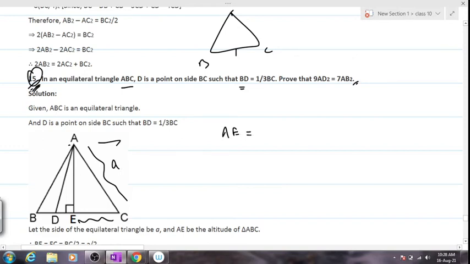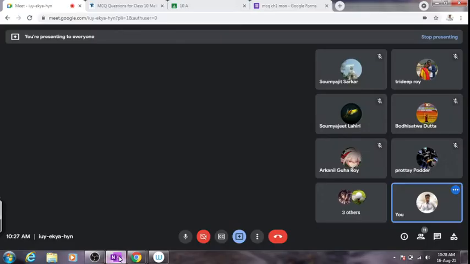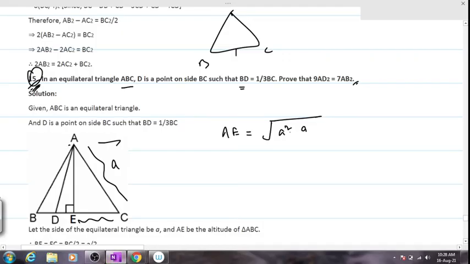How much will AE be? Root over A square minus A by 2 whole square, which is A square by 4, which gives us root 3 by 2 A, yes or no? Will the height of the altitude be this?